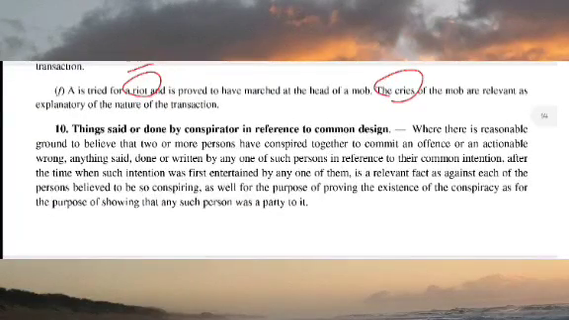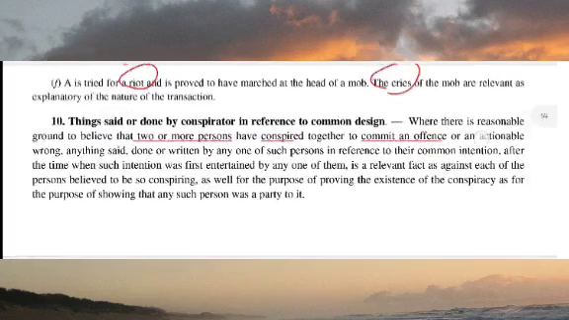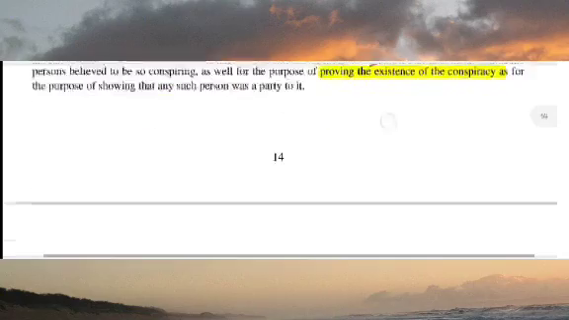Then section 10, things said and done by conspirators in reference to common design. Where there is reasonable ground to believe that two or more persons have conspired, for conspiracy some elements are important: two or more persons conspired, made an agreement to commit an offense or an actionable wrong. It may be thought also that it is an actionable wrong. So anything said, done or written by any one of such persons in reference to their common intention, after the time when such intention was first entertained by any one of them, is relevant against each of the persons believed to be so conspiring, as well as for the purpose of proving the existence of the conspiracy, as for the purpose of showing that any such person was a party to it.